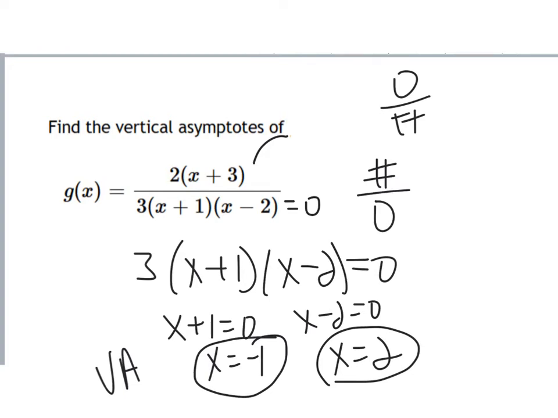Okay, so while I'm talking about this, the numerator is where the function is going to cross the x-axis. So we know it crosses the x-axis at (-3, 0). That's not an interval, that's a point. And I knew that because that's when x plus 3 equals 0. Okay, so x-intercepts come from the top, and vertical asymptotes come from the bottom.